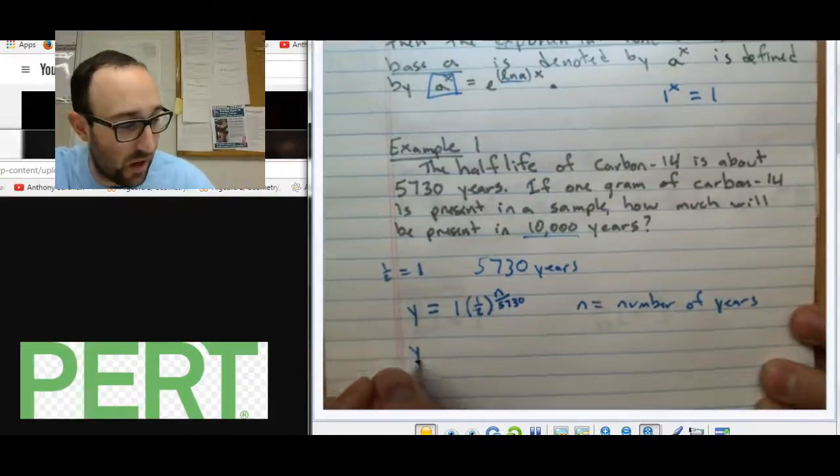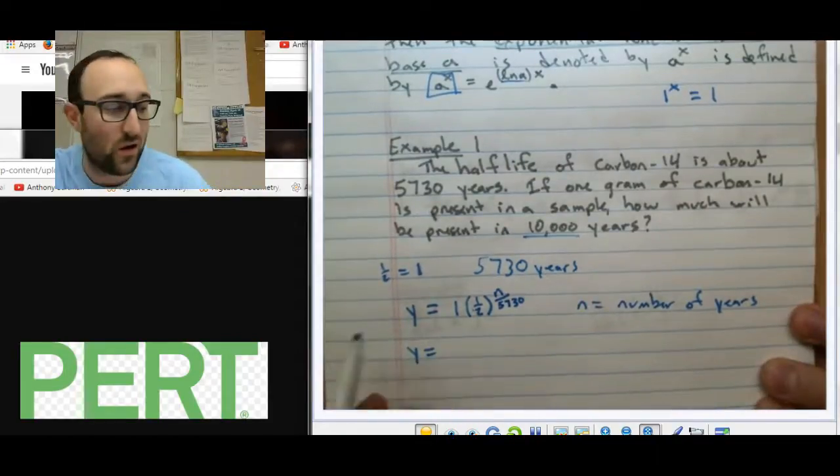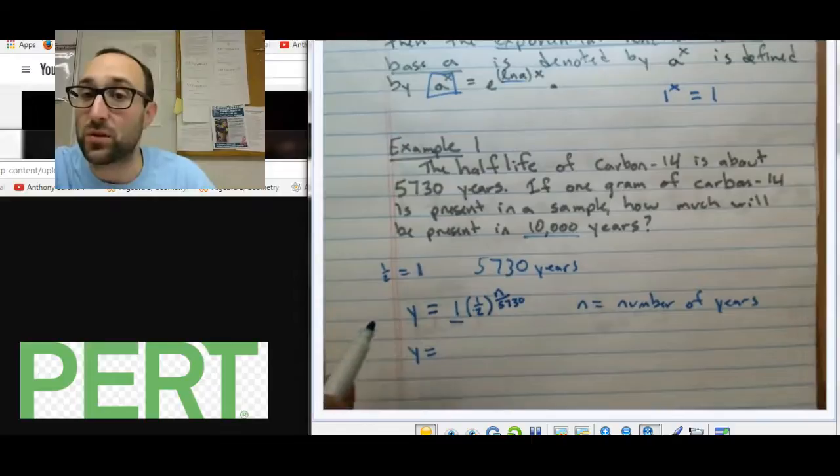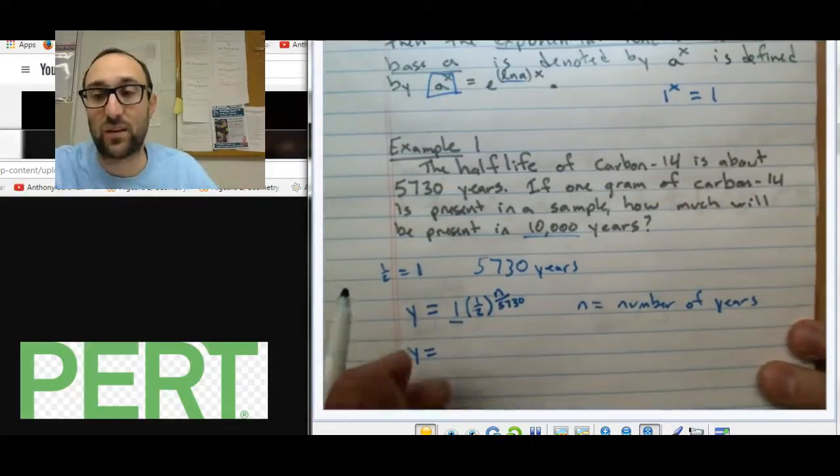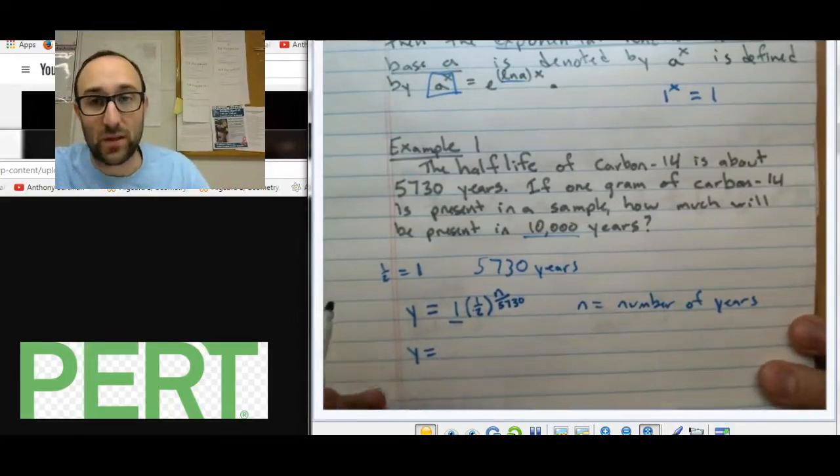10,000. So we can say y equals, do I really need that 1 there? No, but that does kind of tell you it's the principal. It's the first amount. That's the starting value. It's kind of like your y-intercept, if you think back to lines, right?